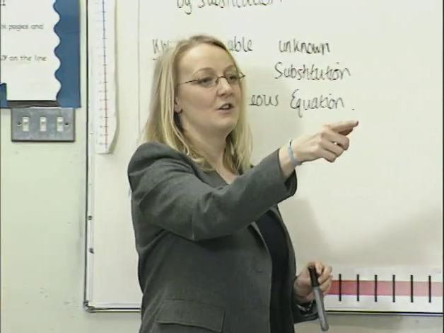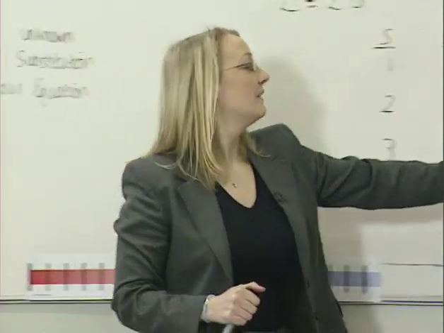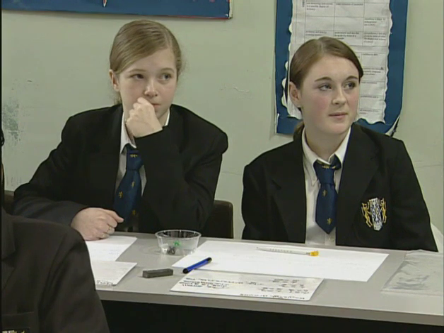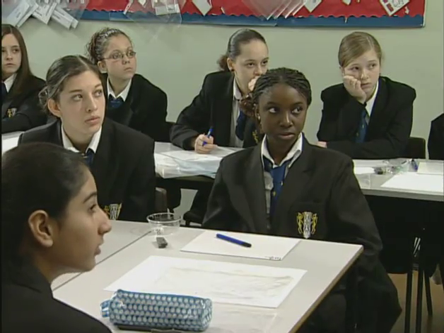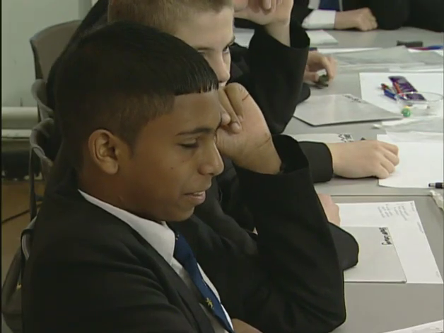Stephen, can you tell me why Aaron knew that that was the one? Because on the first one, the large is 6 and the small is 3, and on the second one, the large is 6 and the small is 3. Good. It's the only matching pair. It's the only possibility that satisfies both statements at the same time. What word from our keywords represents that? Is it simultaneous equation? Excellent.